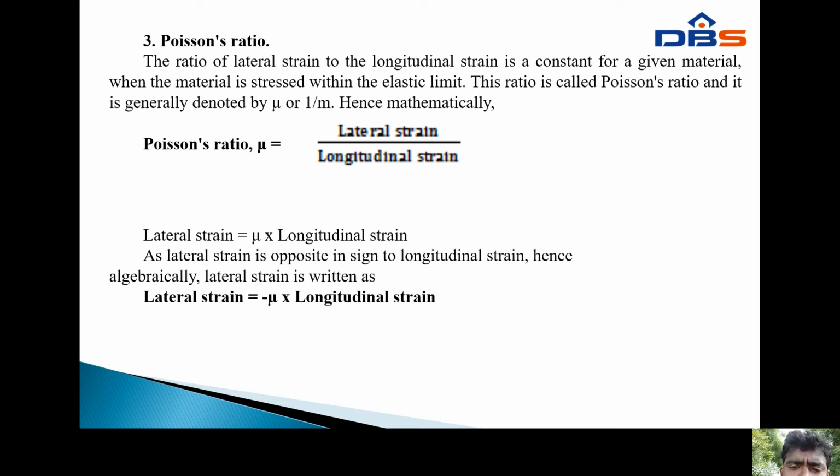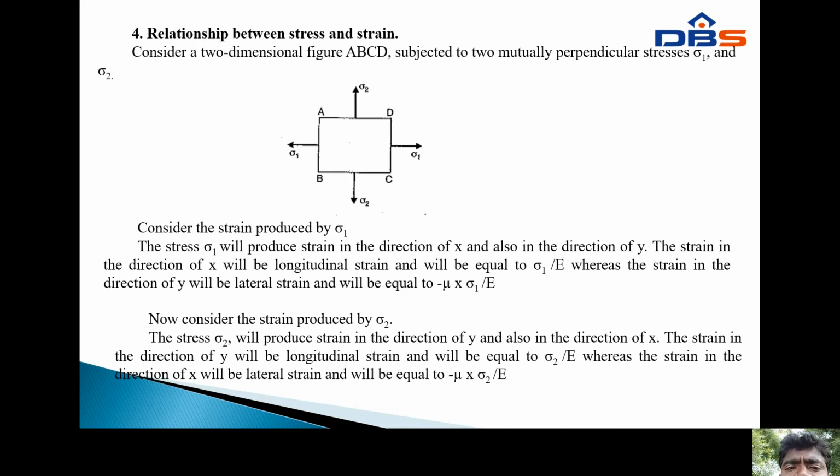Next, the relationship between stress and strain. Consider a body ABCD. We apply forces on its outward sides: sigma 1 on the left and right sides, and sigma 2 on the bottom and top sides. Right side stress sigma 1, left side stress sigma 1, upward stress sigma 2, and downward stress sigma 2.